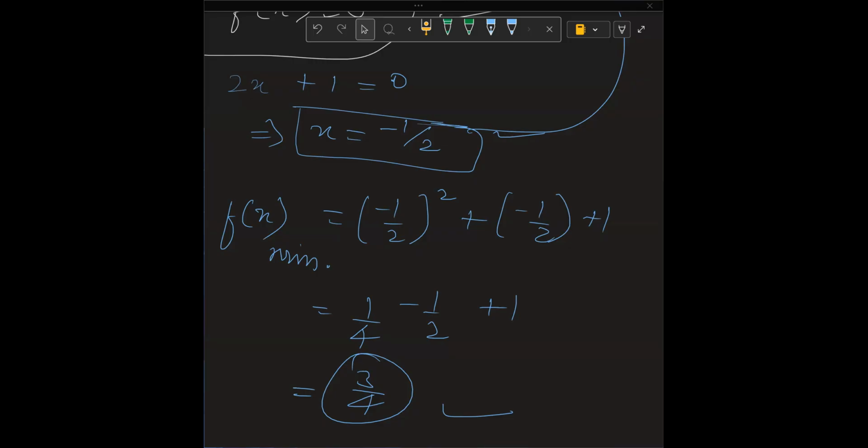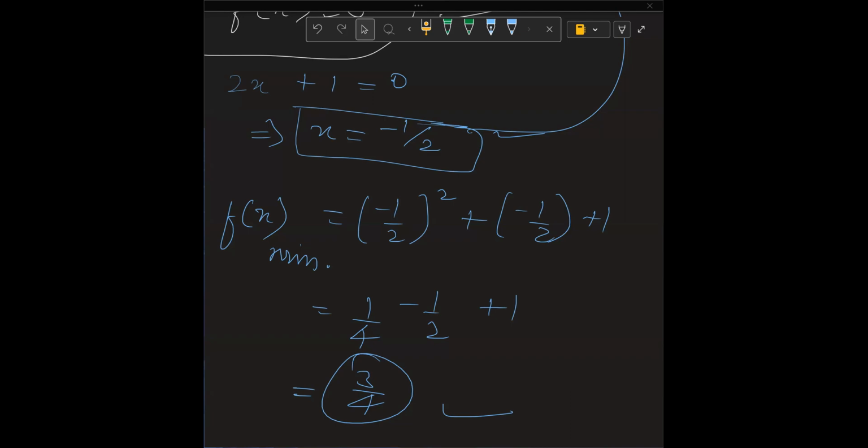What you did, you just put x equals to 0, right? You must have put x as 0, and whatever value came, you took it as the minimum. That is not correct, and that is not always true. You have to find the derivative and check at what x you are getting the point where your function value is going to be minimum.